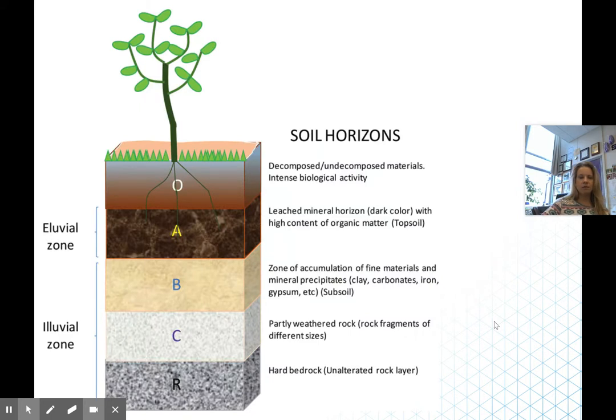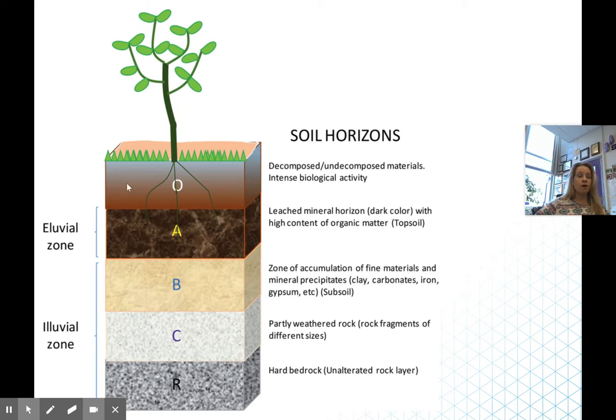All right, and then once again, here are our distinct layers. And then it also adds in a couple of terms on the left, eluvial and illuvial. So eluvial is where you've got water filtrating through. You've got nutrients. Illuvial, that is where you hit the clay layer, and basically water is not filtrating through. So the nutrients stay in this zone right here.